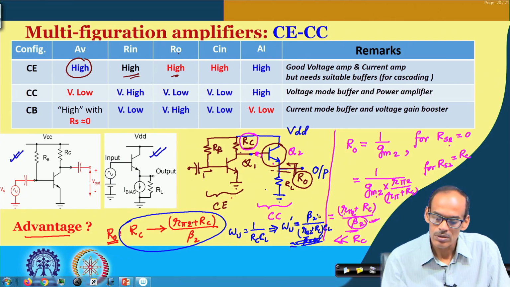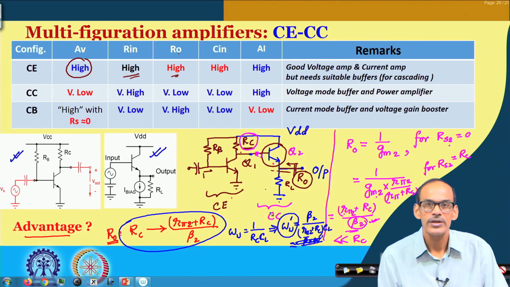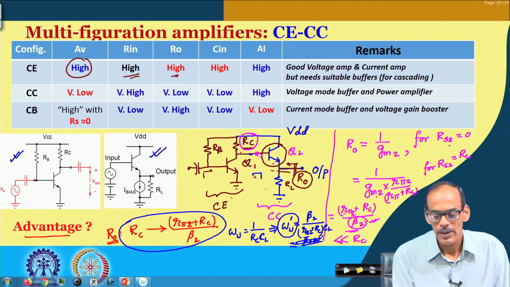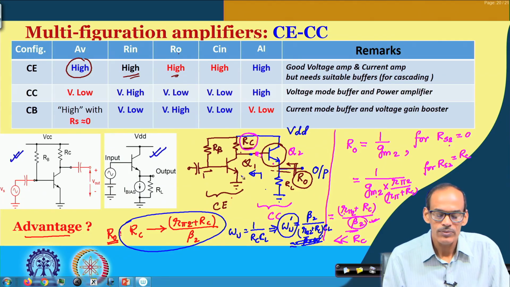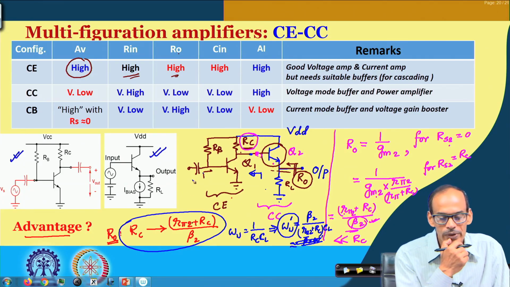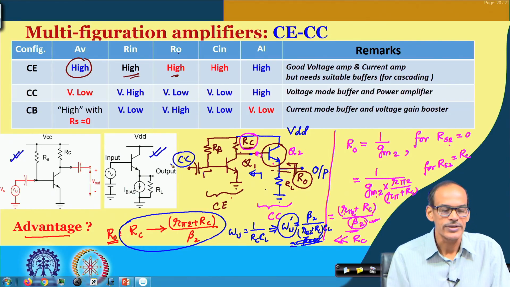So, we can say that the bandwidth of the circuit, the bandwidth of the amplifier, is getting extended. Now, that takes care of the output port. Similar things can be done for the input port also. Namely, if I precede this CE stage by a CC stage, then we can get the enhancement of the input resistance.